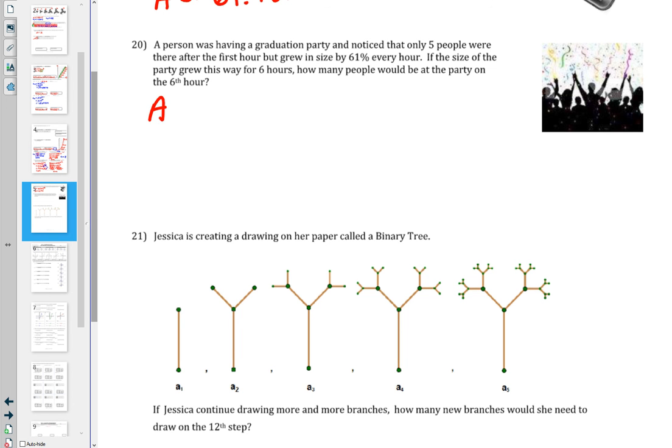So the amount here is equal to the original, which is 5. Hopefully we know by now the common ratio: if it's growing by a percent, it's just 1 plus that percent. 6 minus 1. Good. Why 6 minus 1? Because that number of 5 that we're starting with was after the first hour. So when they count here on the 6th hour, it's really only 5 hours after that original measurement of 5 people was taken.